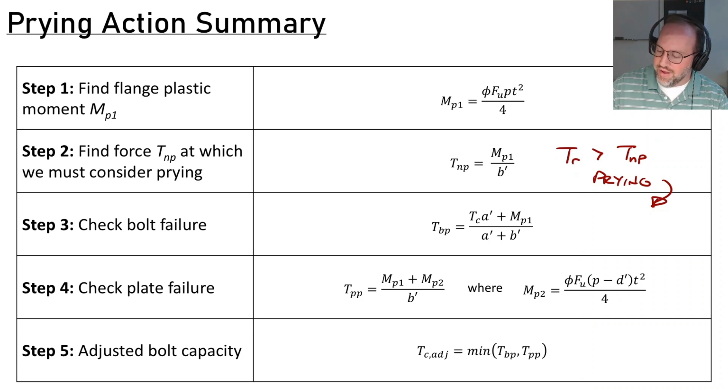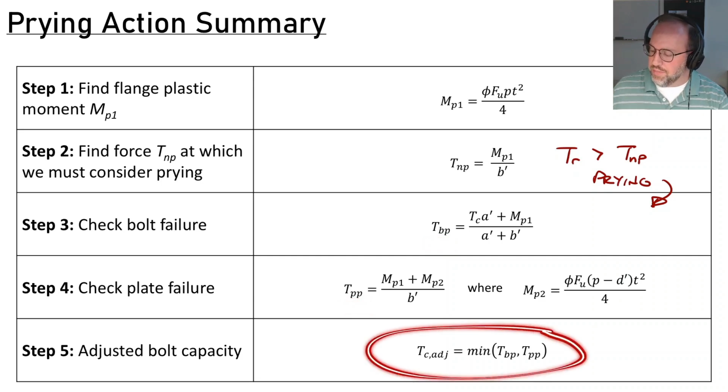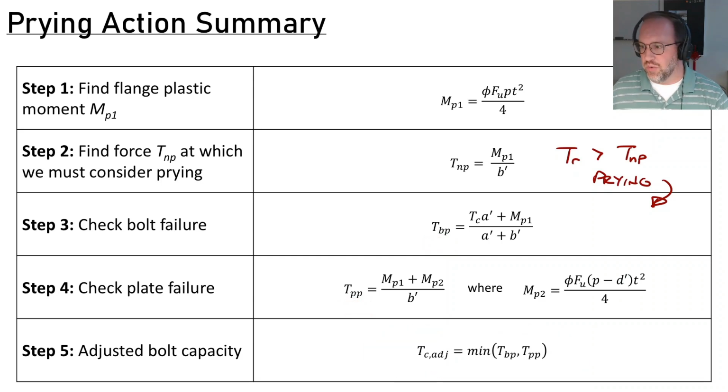If we do have prying, there's 2 limit states that we need to check, bolt or plate failure, and the controlling one is going to be the minimum of those 2. So effectively, T_C adjusted is going to be the bolt capacity that has now been adjusted to account for prying action. And this is always going to be less than your original T_C to begin with.